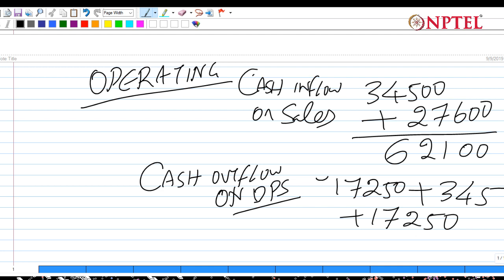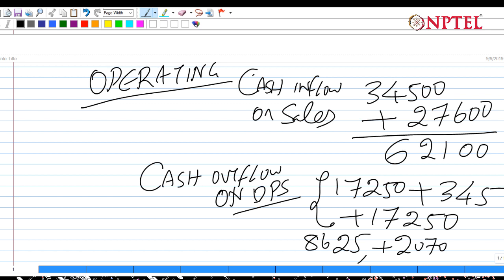These three put together will constitute the cash outflow because of operating activity, in addition to the rent that is paid. What is the rent that is paid? 8625. What are the utilities that you have paid? 2070.